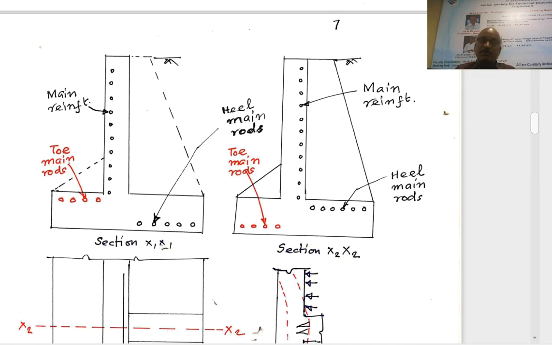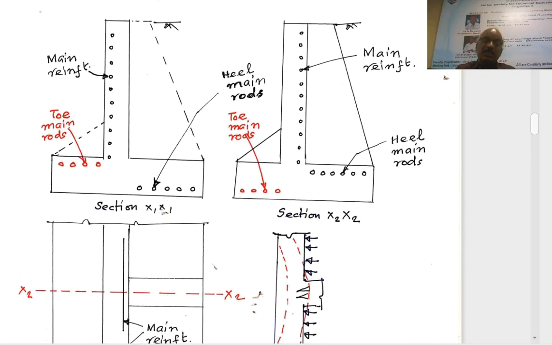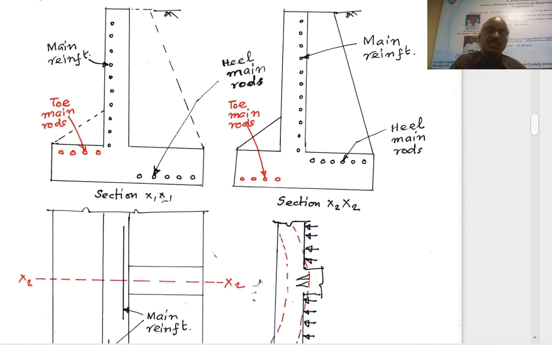On the section of the counterfort, that is in the figure on the right hand side, we know that the tension will be on the counterfort side. So the same reinforcement will be provided. So two sections: one midway between the counterforts on the left hand side, the second one on the counterfort section. So you can just have a look at the cross section before coming to the plan.